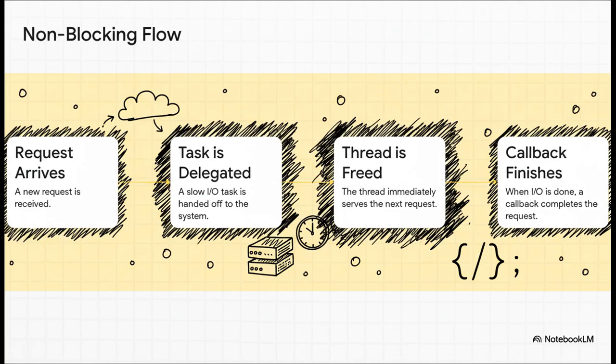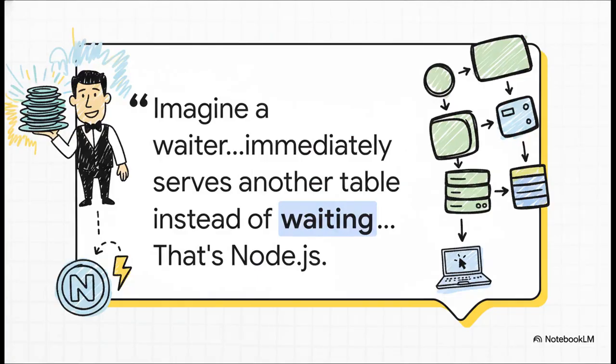Then when that slow task is finally done, the system taps Node on the shoulder, and the event loop runs a callback function to finish up that original request. This is the absolute best way to think about it. That waiter is the Node.js thread. Instead of being blocked and just staring at the kitchen door, they stay busy efficiently serving tons of other tables. This non-blocking, asynchronous style means a single Node.js process can handle thousands of simultaneous connections with crazy efficiency.